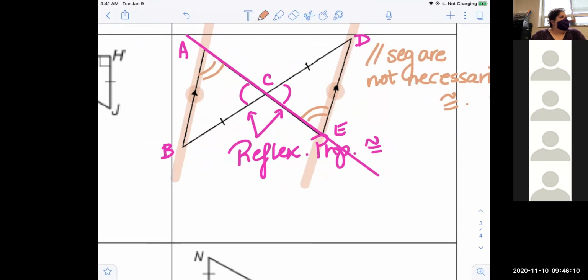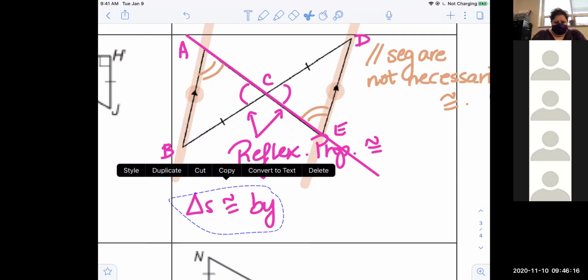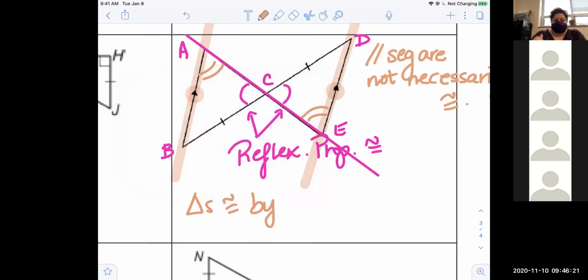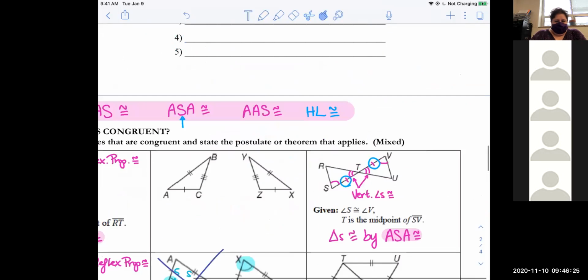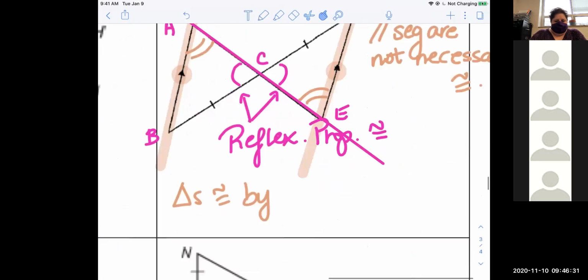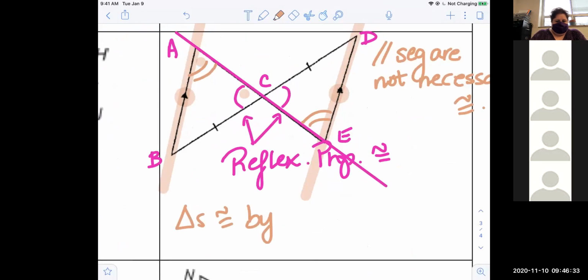Ryan, what would be the reason? We have 2 angles and a pair of sides, so it's going to be one of those 2. Angle, angle, side. Good. Angle, angle, side.